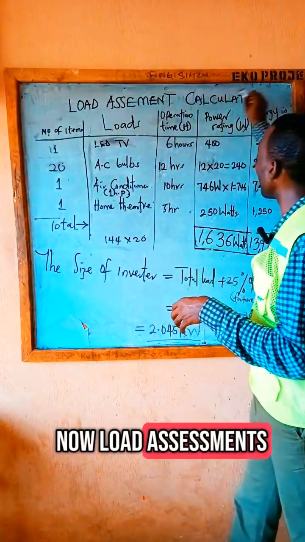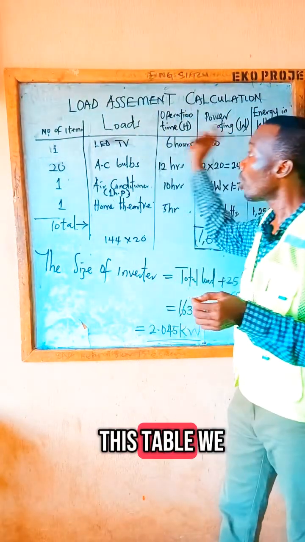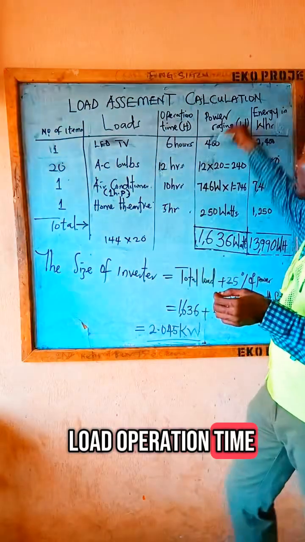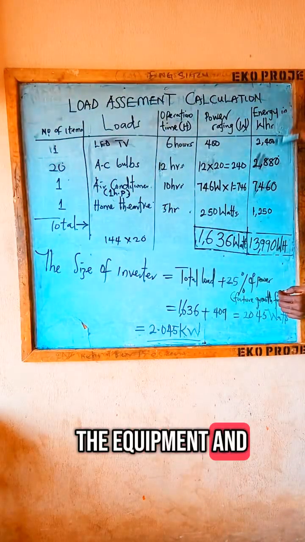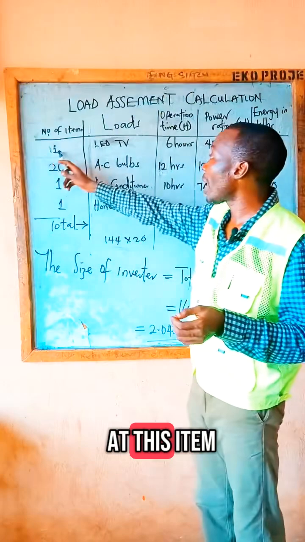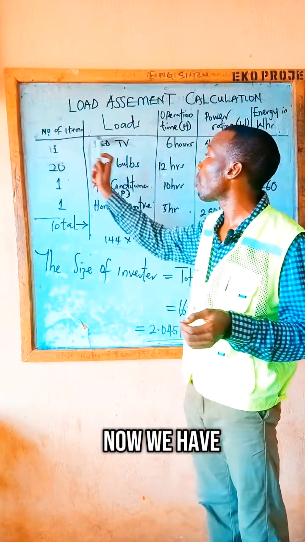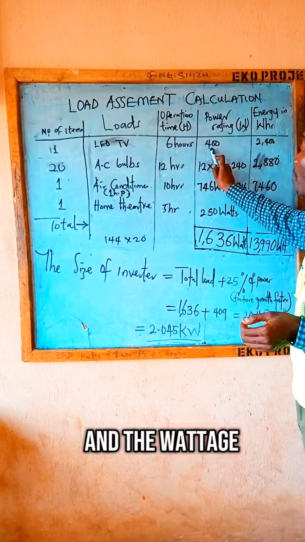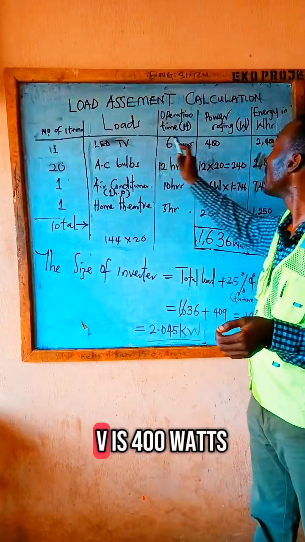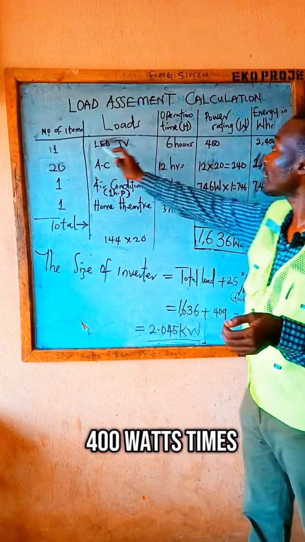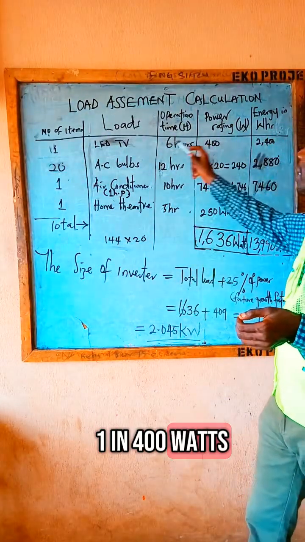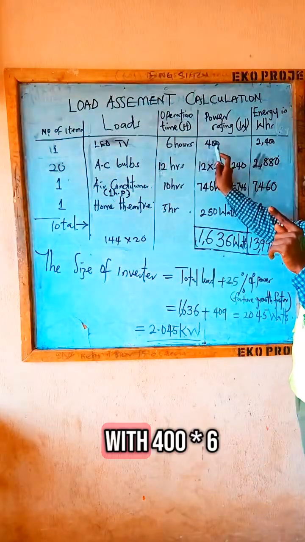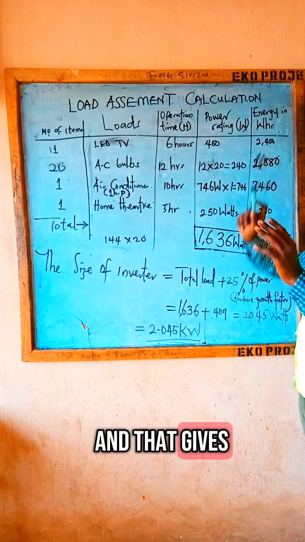Now, load assessment calculation. If you look at this table, we have items and their numbers, the load, operation time, the power rating of each of the equipment, and the energy consumption. Item number 1 here is one LED TV operated for 6 hours, and the power rating of that LED TV is 400 watts. 400 watts times 1 is still 400 watts. But the energy consumed by this LED TV in 6 hours will be 400 times 6, and that gives us 2,400 watt hours.